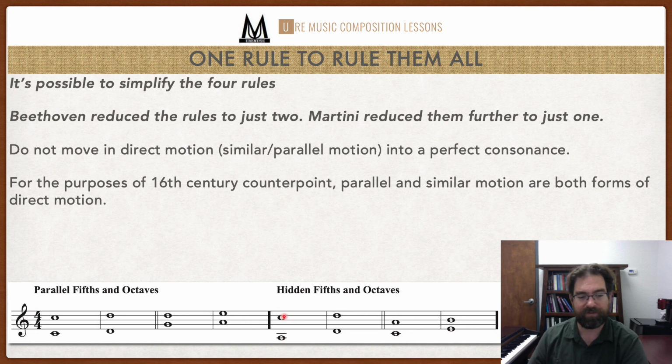So here we have essentially a 10th, and here we have an octave. It's hidden because you don't see the parallel octaves. It only occurs after you arrive on the downbeat. So we also call these direct fifths and octaves, but this is where you move from similar motion into an octave or similar motion into a fifth. So this C and A moving into the E and B, that would be hidden fifths, and that would be hidden fifths. First one would be hidden octaves.